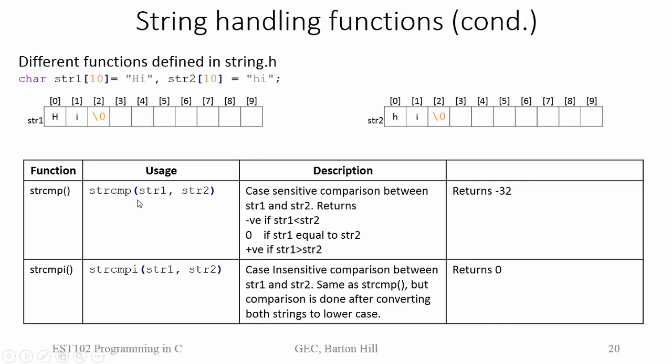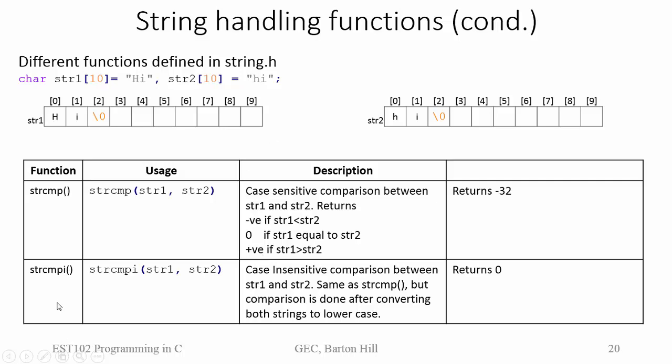So strcmp will return a negative value if str1 is lexicographically less than str2. Lexicographical means alphabetic order. So in alphabetic order, if str1 is less than str2, then it will return a negative value. If both are equal, it will return a 0 value. If str1 is lexicographically greater than str2, then it will return a positive value.